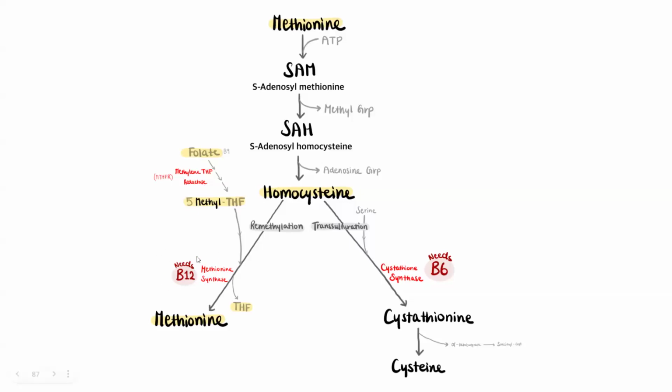And it needs vitamin B12. So here you have vitamin B9, and here you have vitamin B12. This is vitamin B9, and this one just needs a cofactor B12. Right, so that's for the remethylation pathway.